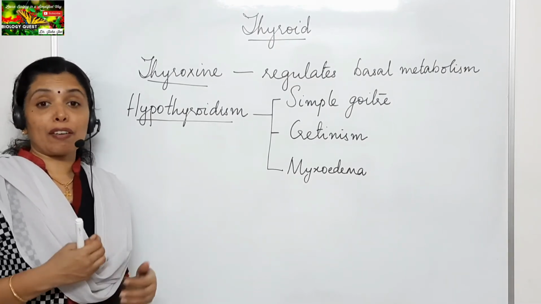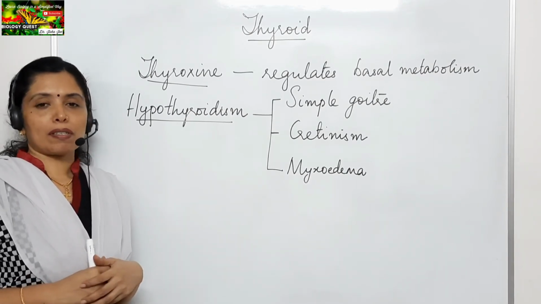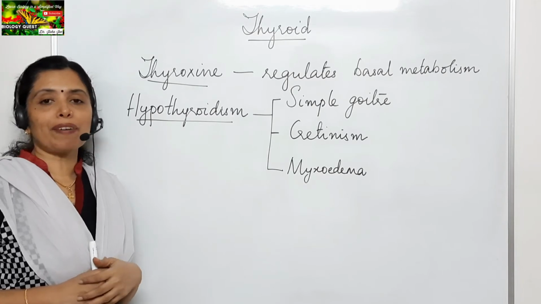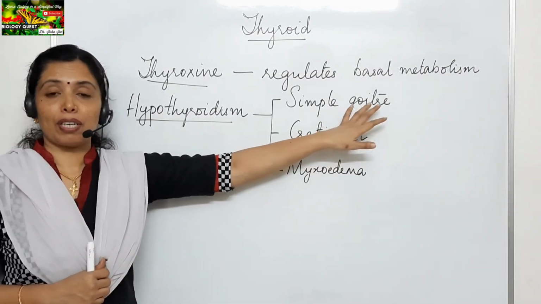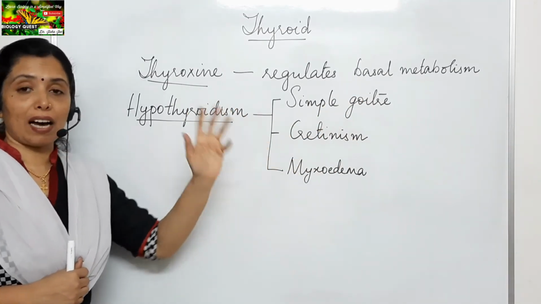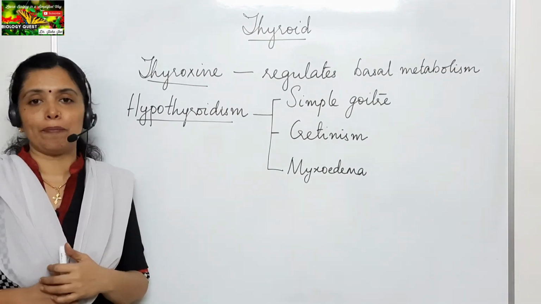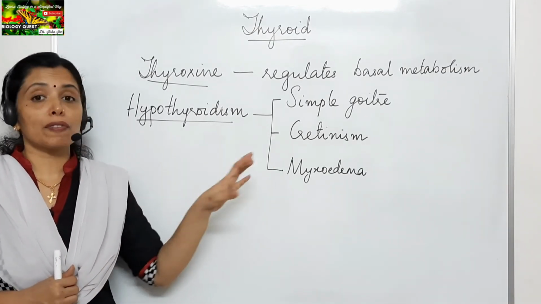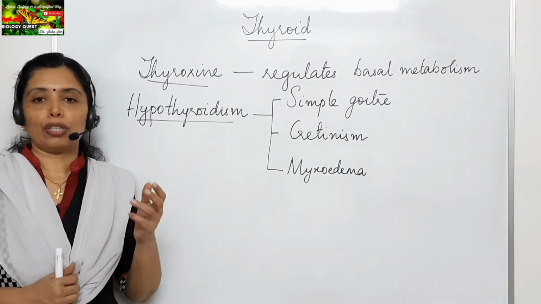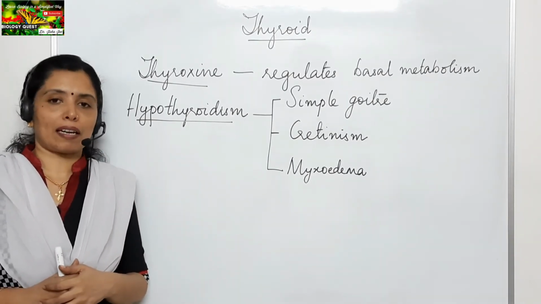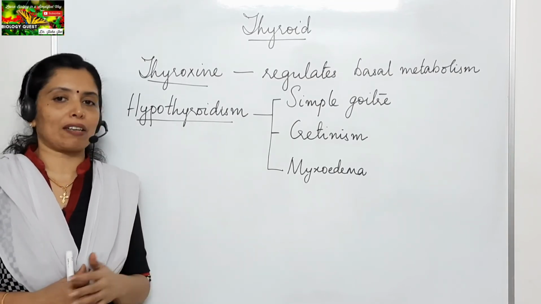Having a lot of seafood will prevent the formation of simple goiter, because seafood is a source of iodine. Okay, so that is about simple goiter. Simple goiter is caused due to the enlargement of the thyroid gland, and it appears as a swelling in the neck region. And the main cause of simple goiter is the deficiency of iodine in food. So the use of iodized salt is recommended because iodine is an important ingredient for the production of thyroxine.